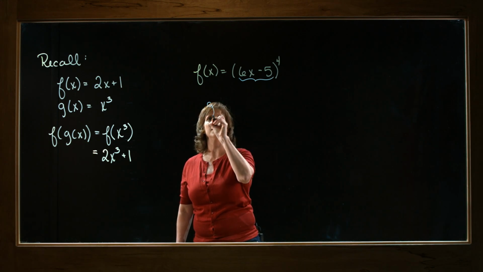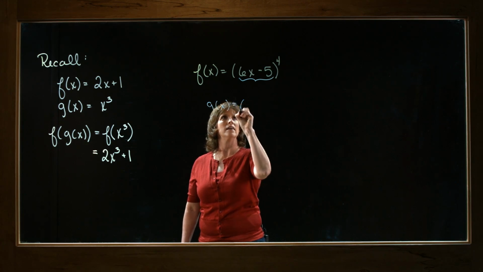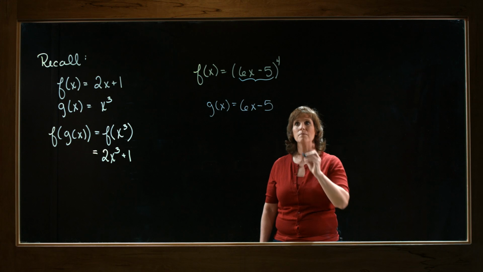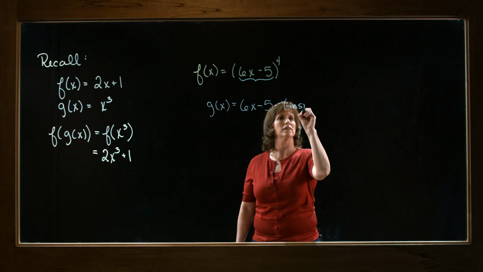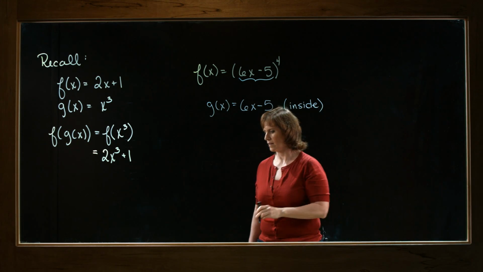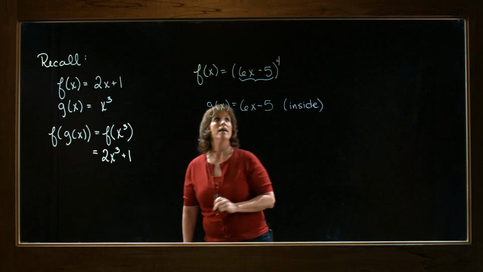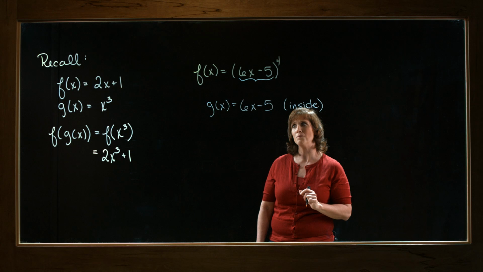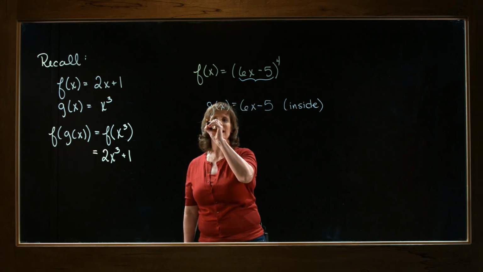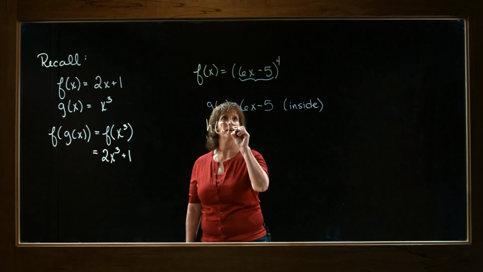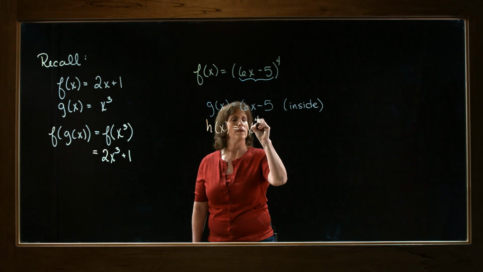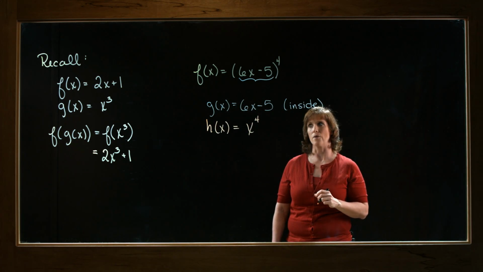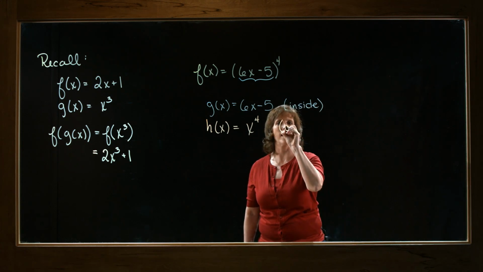So let's let g of x equal 6x minus 5, and that can be my inside function. That means that raising my expression to the 4th power should be my outside function. So let's let h of x be the function where I raise my input to the 4th power. And this is my outside function.